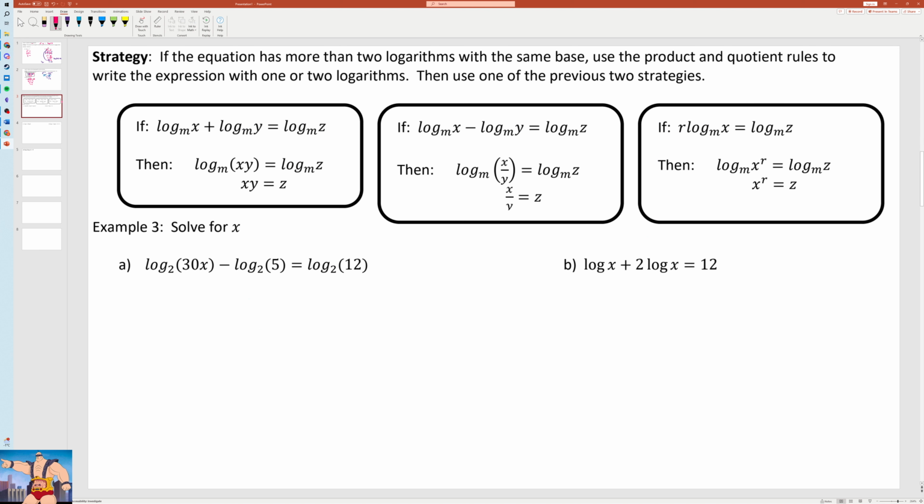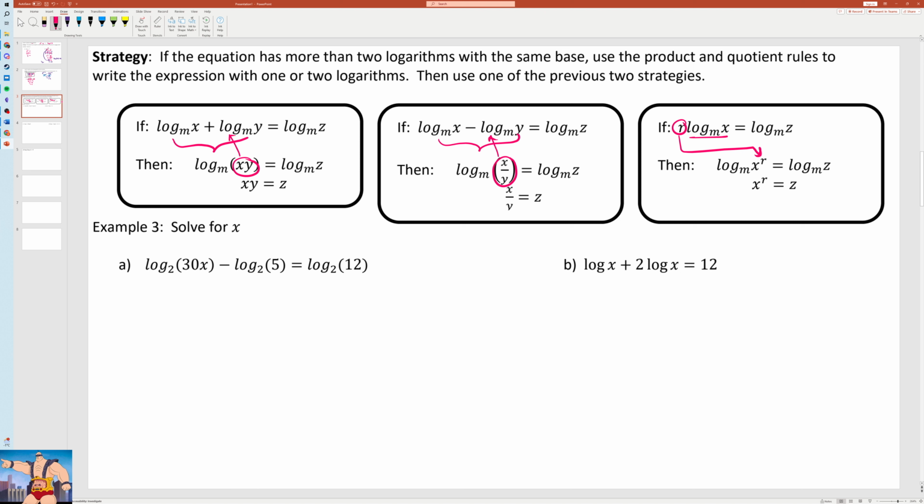Beautiful. Okay, what if you have more than 2 logs involved? Well, we're going to use our different log laws to convert it so that we only are dealing with 1 log on each side. Reminder, if we have a sum of logs, that's the same as the product of their arguments. If we have a difference of logs, that's equal to a quotient of their arguments. And lastly, whenever we see a coefficient in front of a log, we can re-express that as an exponent. And by the way, these rules go vice versa.